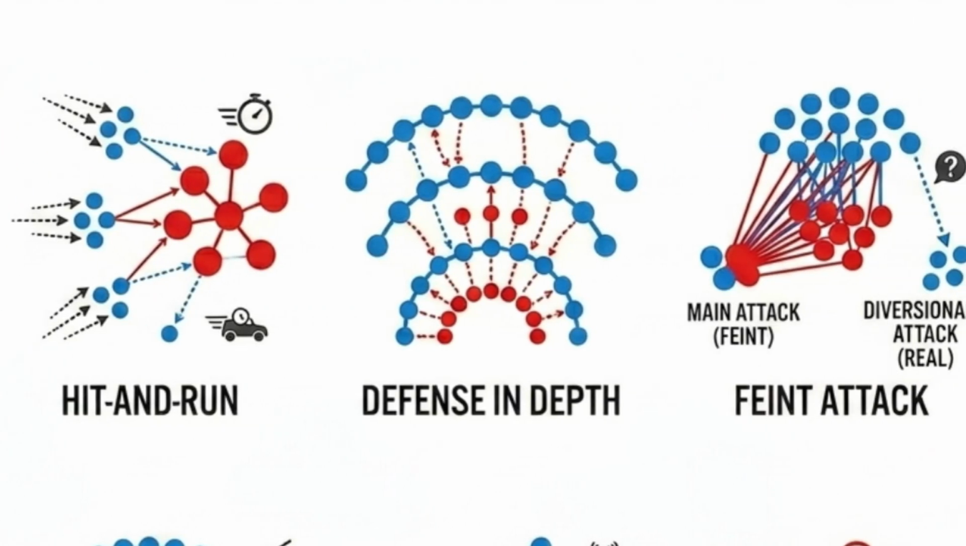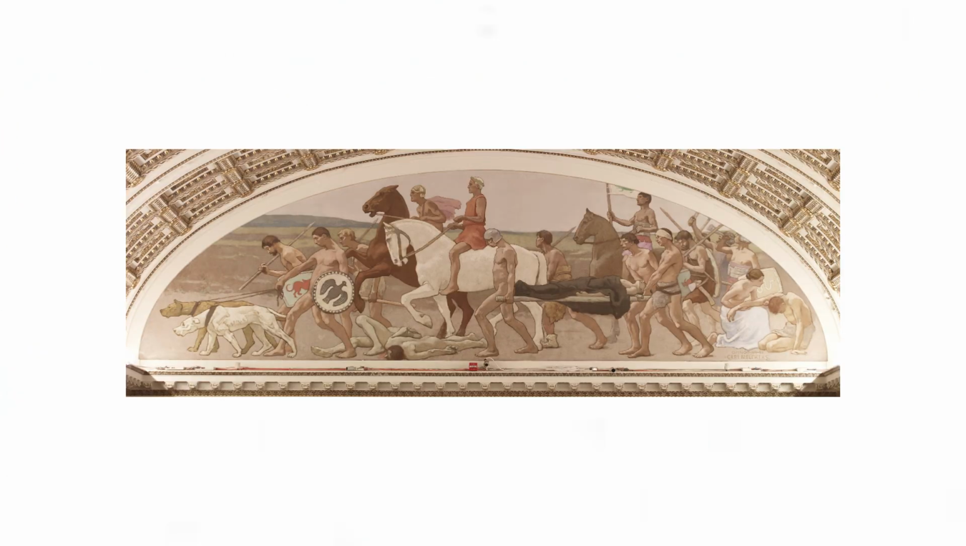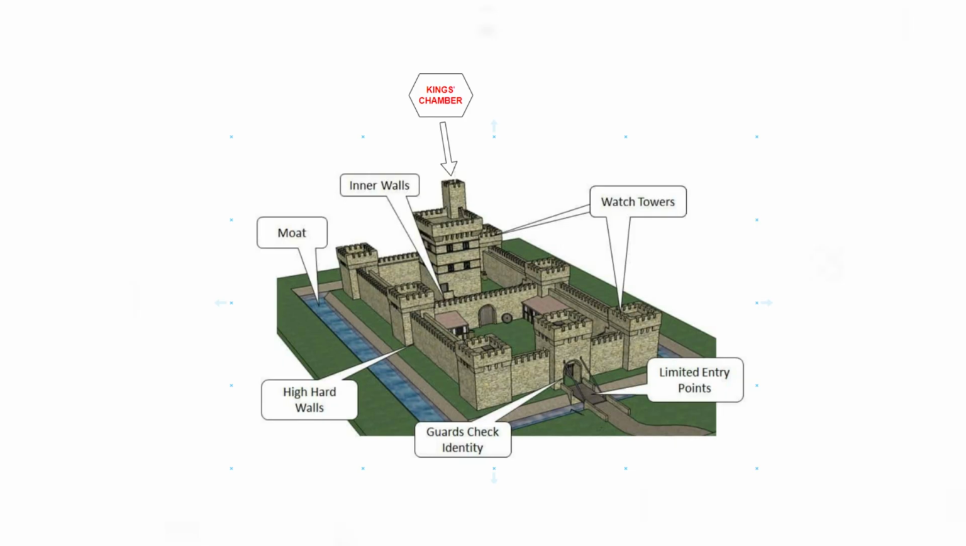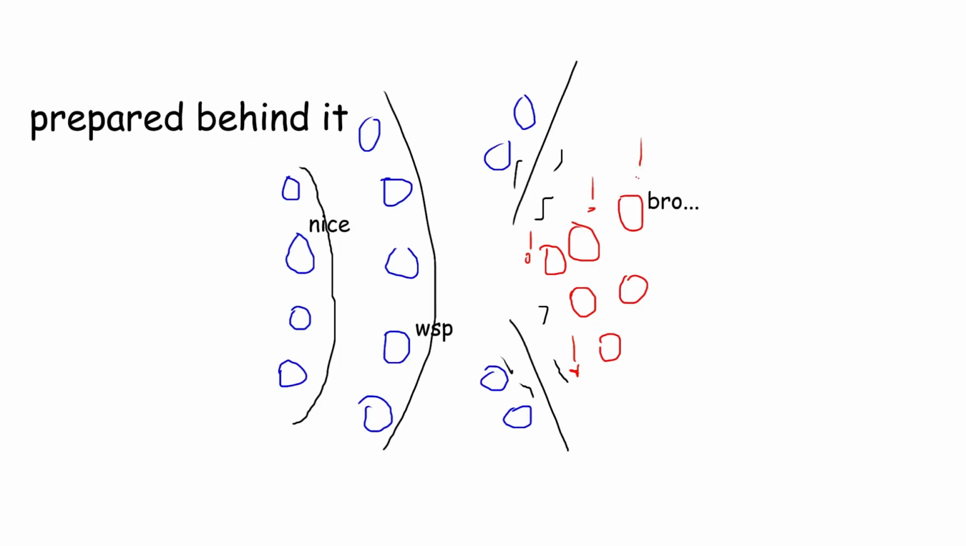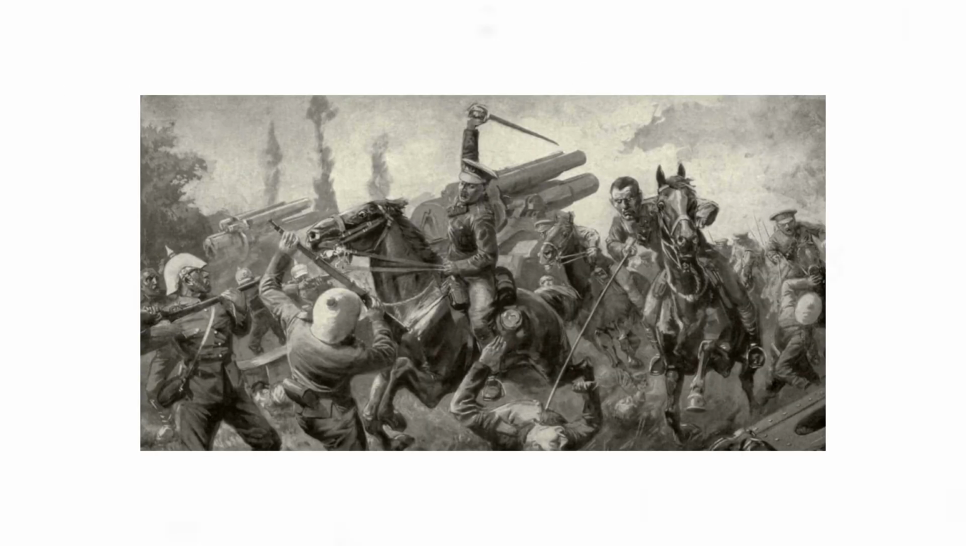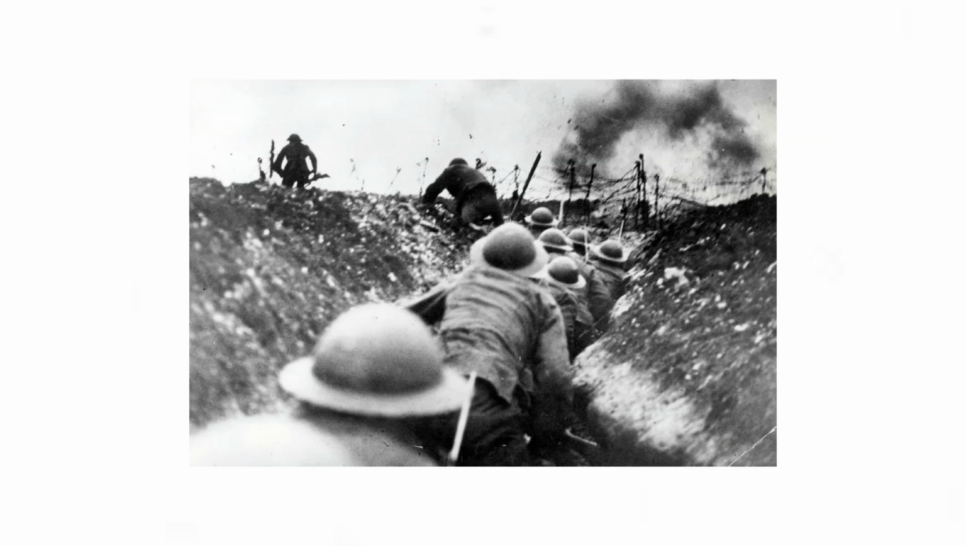Defense in depth. Defense in depth is a layered strategy where multiple defensive lines are set up instead of relying on a single strong position. If the enemy breaks through one layer, another line is already prepared behind it. This method became widely used in World War I and later conflicts where breaking through one trench line was not enough to win. It slows enemy advances and forces them to fight repeatedly for every step forward.